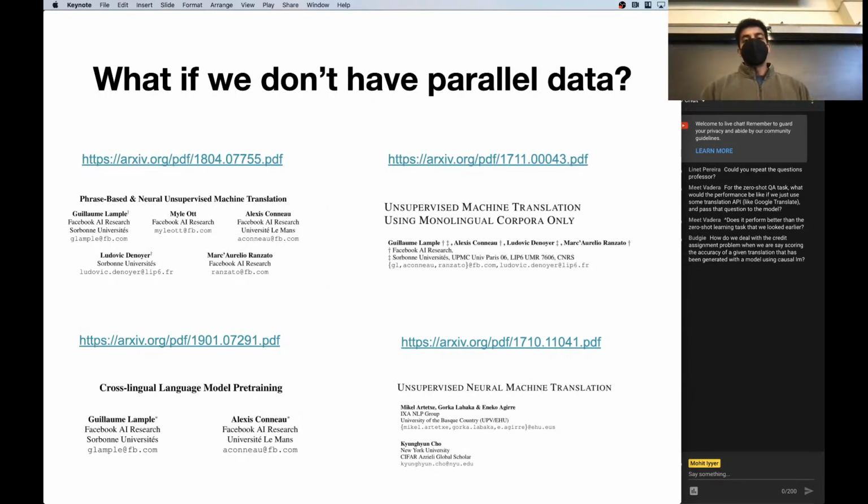And so a couple of years ago, we had a lot of papers on something called unsupervised machine translation, which is really cool. The idea, for any of you who have seen the movie Arrival, it's kind of similar to that.